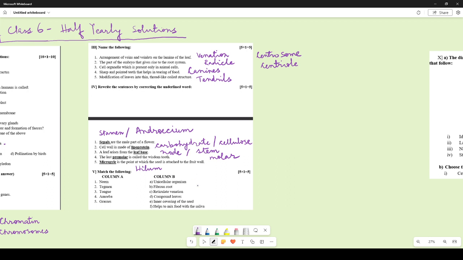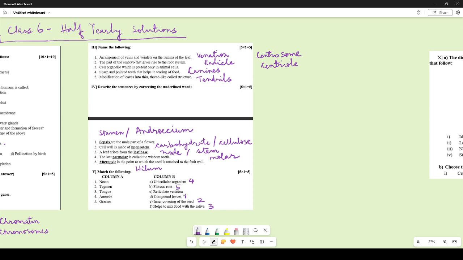H-I-L-U-M. So you need to get the spellings correct. Neem. Neem has compound leaves. Tegmen. Tegmen is the inner covering of the seed. Tongue. Tongue helps to mix the food with saliva. Amoeba. Amoeba is a unicellular organism, and grasses have fibrous root.